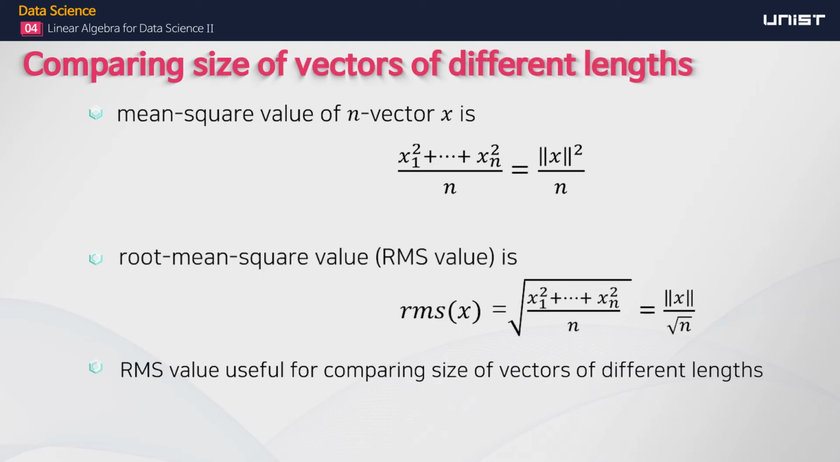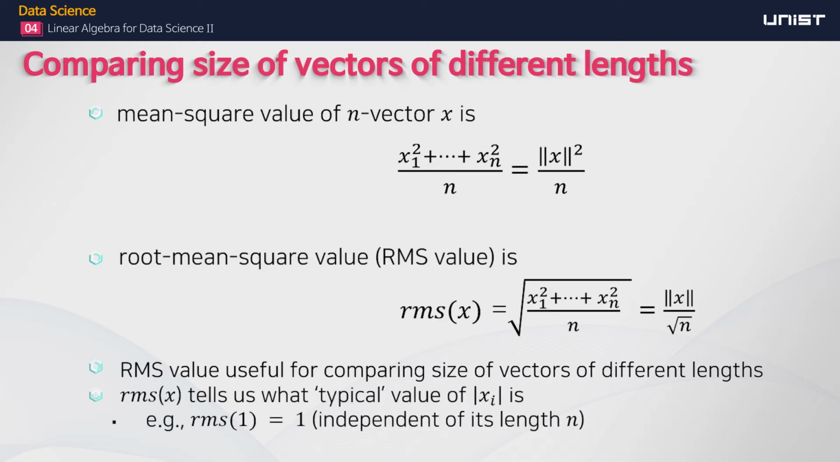Actually, we can regard norm as a function. Each input is a vector and output is a scalar. In that sense, norm can be used to compare size of vectors of different lengths because the output of norm of any vector is a scalar. For example, mean square value, root mean square value are functions of a vector. In statistics, we call such a function of data statistic.